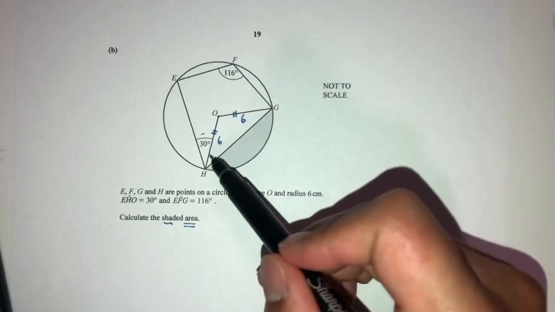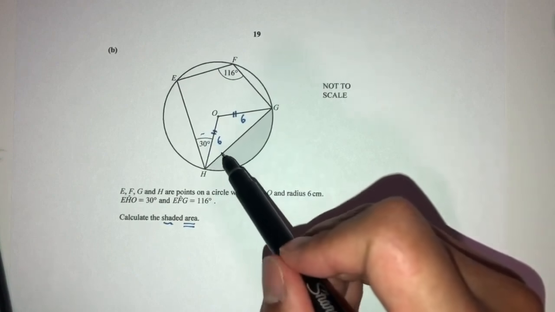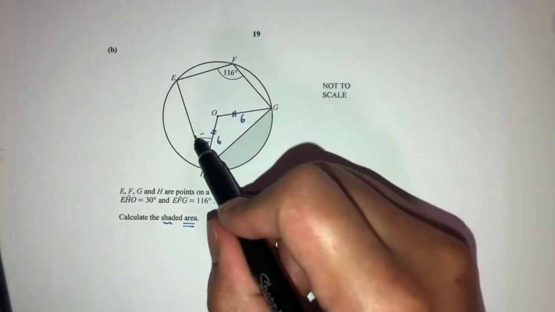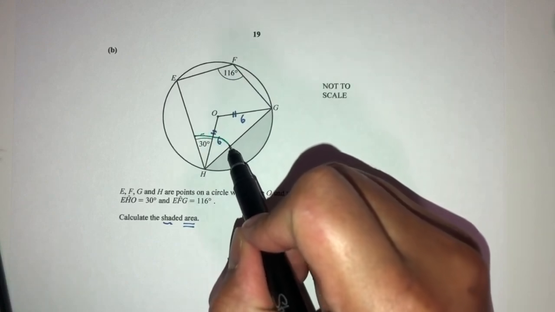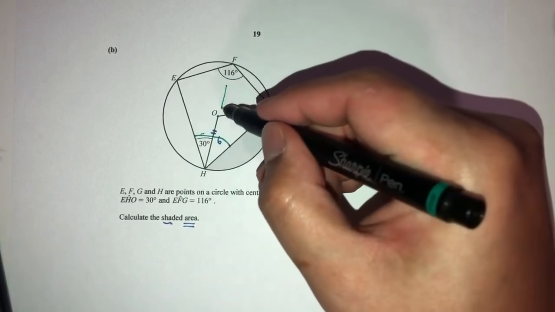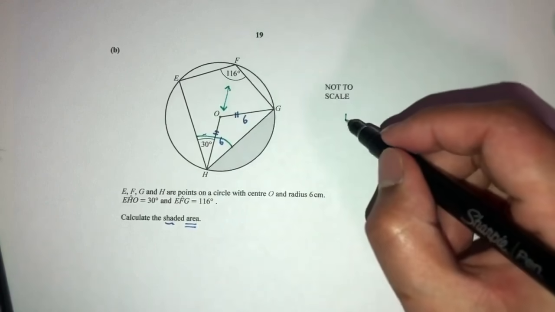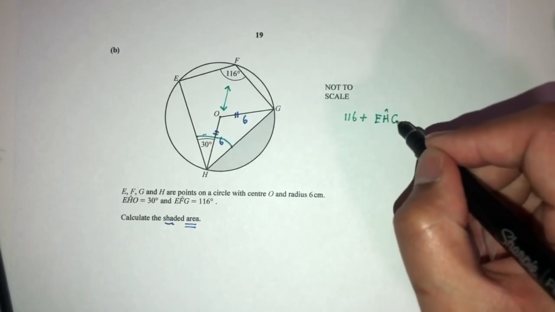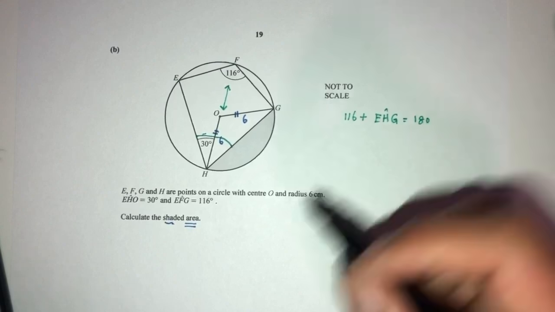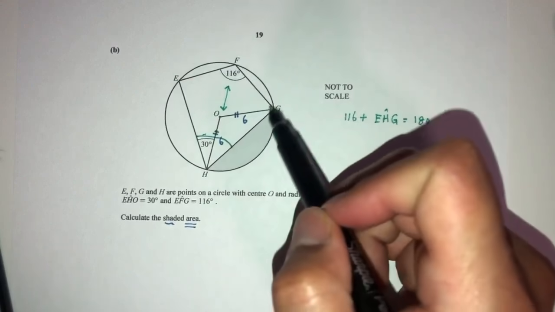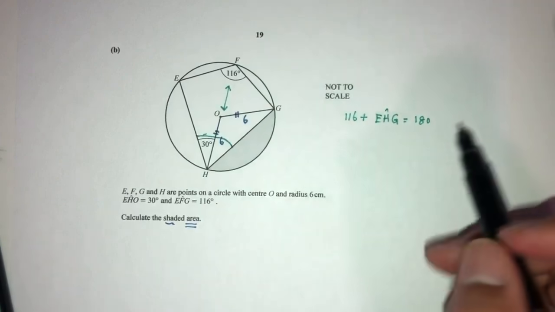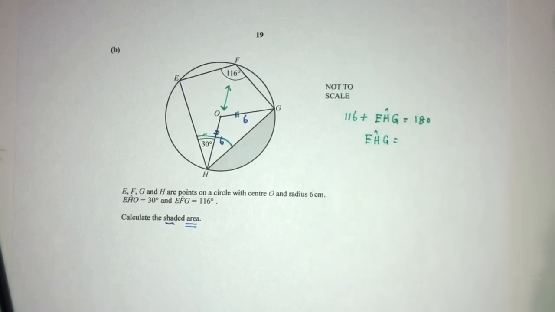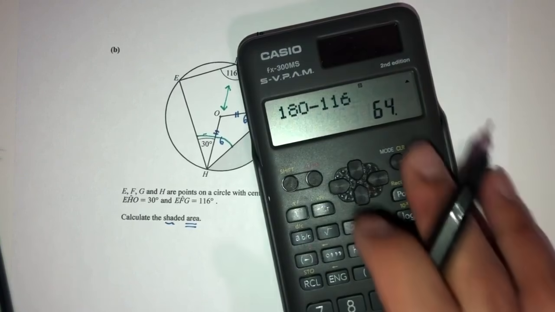So to find this area, I need to first find this angle right here. So pretty easy. If this is 116, we understand that. What is the value of this one? So if you were to add these two opposite angles, 116 plus angle EHG is supposed to give you 180, right? Because it is a four-sided shape touching the circle. We know this theory to be real. Now from this we can derive EHG has to be 180 minus 116, that is 64.